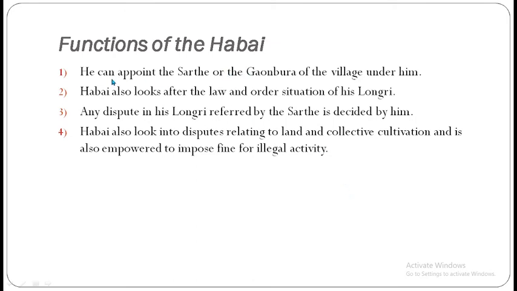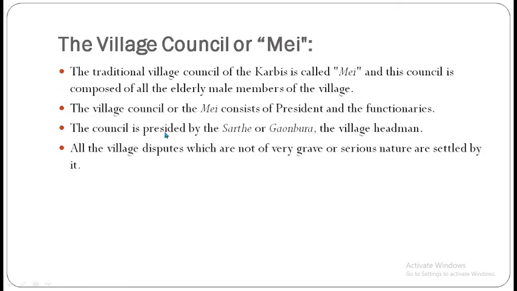Functions of the Habai. The Habai can appoint the Sarte or the head of the village within his jurisdiction. He has the power to appoint a Gonbura or the village chief under his jurisdiction. Habai also looks after the law and order situation of his territory. Any dispute in his Longri referred by the Sarte is decided by him. If a Sarte or village chief transfers a case to him, it is his duty to attend to those cases. And lastly, Habai also looks into disputes relating to land and collective cultivation, and is also empowered to impose fines for illegal activity.